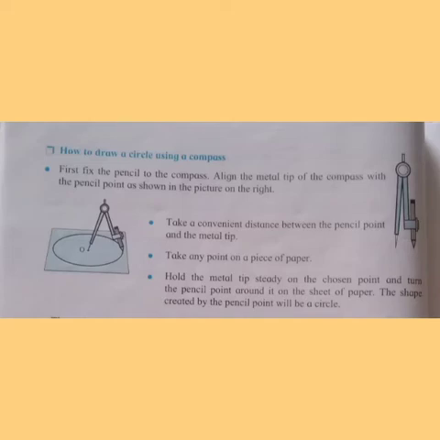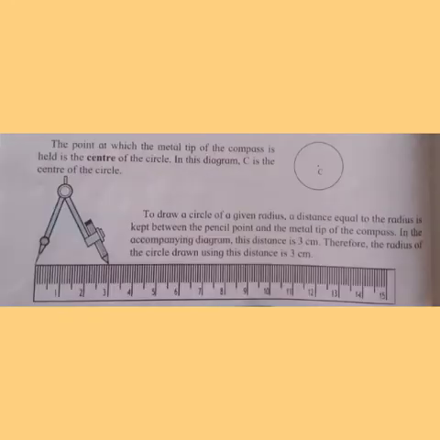First point. Take a convenient distance between the pencil point and the metal tip. Now, take any point on a piece of paper. Hold the metal tip steady on the chosen point and turn the pencil point around it on the sheet of paper. The shape created by the pencil point will be a circle. The point at which the metal tip of the compass is held is the center of the circle. In this diagram, C is the center of the circle.